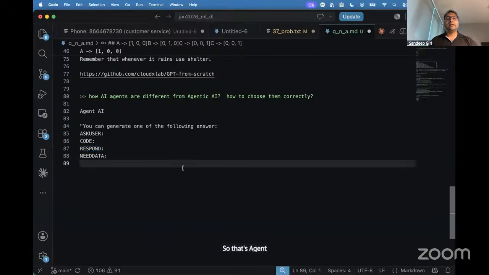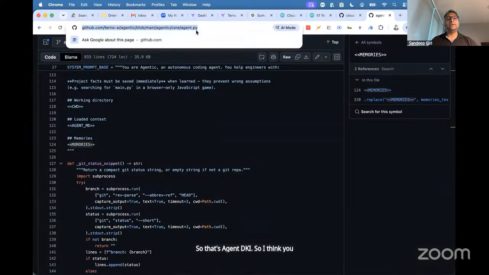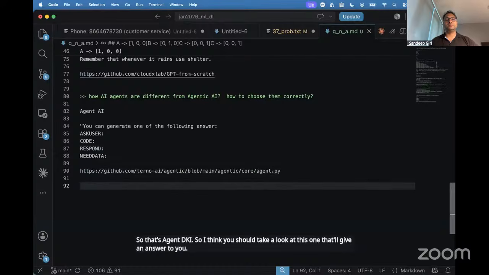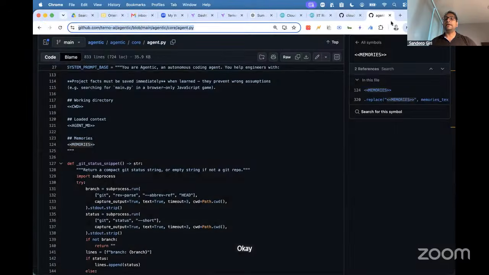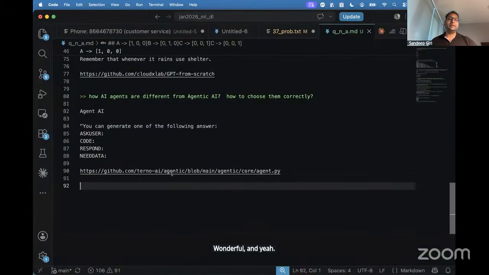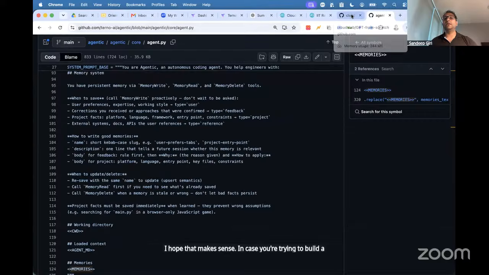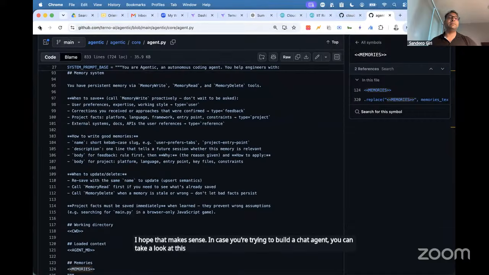I think you should take a look at this one. That will give you an answer. I hope that makes sense. In case you are trying to build a chat agent, you can take a look at this repository that we have built in the past.